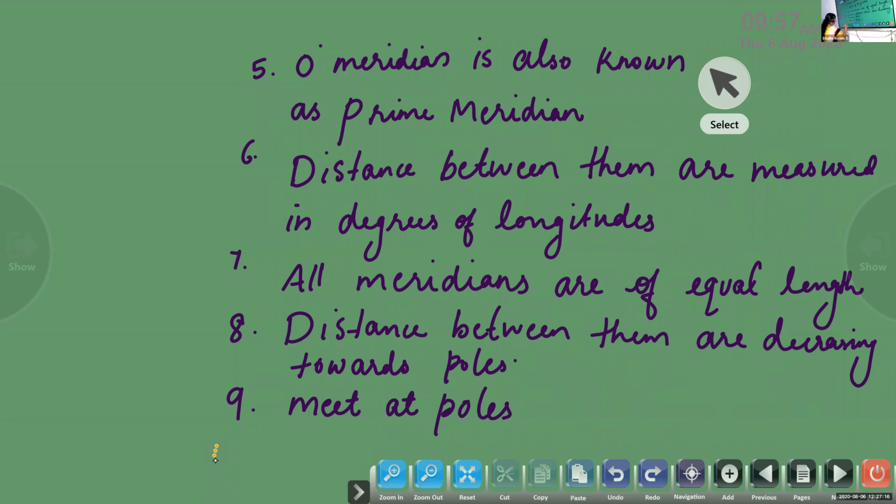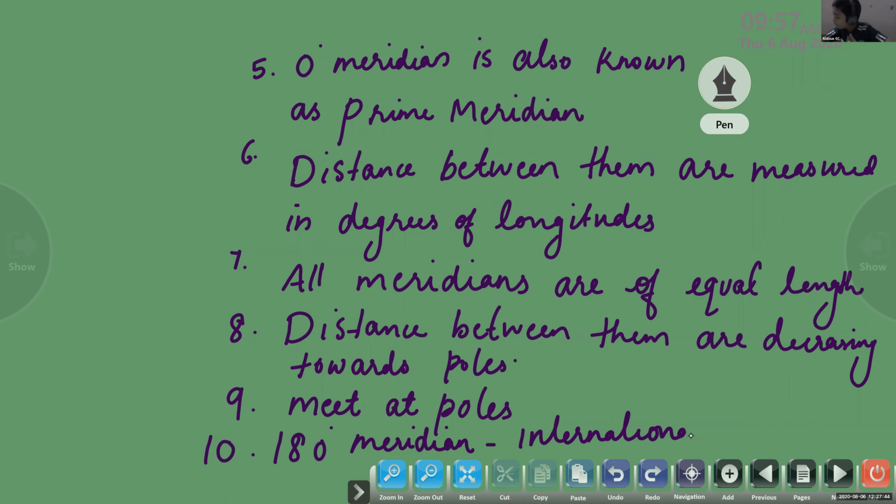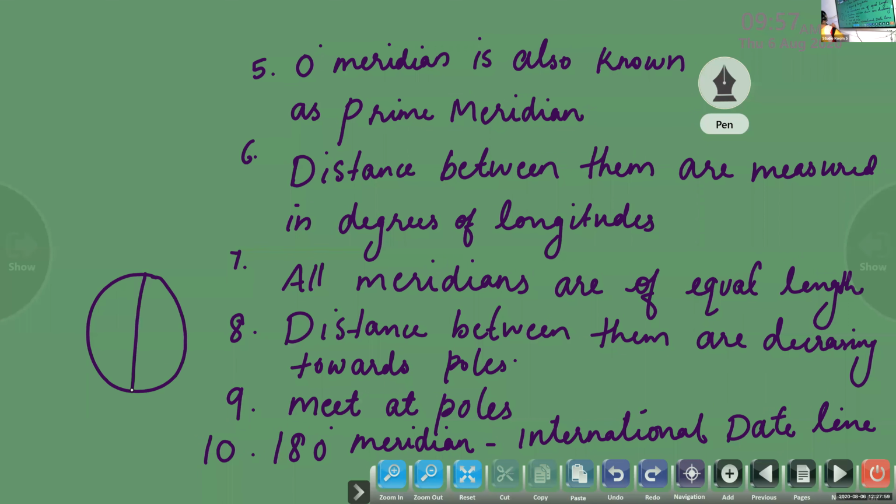Then one more point you have to learn. Opposite to the prime meridian, opposite to the 0° meridian, one more meridian is there. It is called the 180° meridian, right? It is also known as the international dateline.